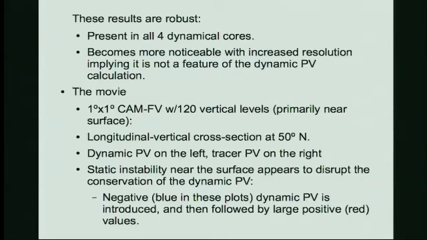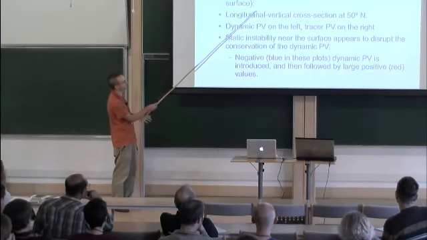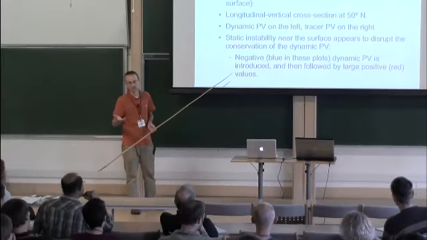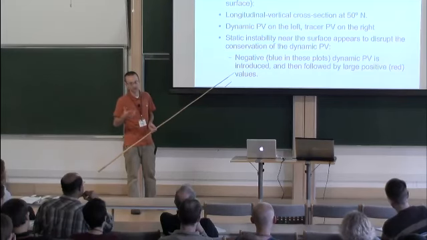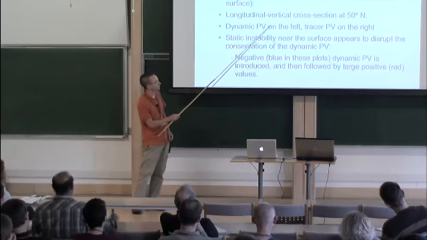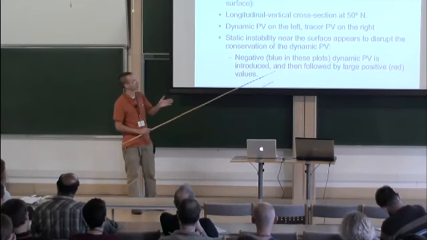So I have a video I'd like to show that gives us a better perspective on how this develops. Before I do, the movie I'll show is a 1x1 CAM-FV run, and I used 120 vertical levels, which I kind of came up with. Basically, I stacked all the levels near the surface because that's where the interesting stuff happens. This is so I can make sure I was really resolving vertically what's going on, and that wasn't the problem. What we're going to be looking at is a longitudinal-vertical cross-section at 50 degrees north because we can see a little bit better what happens.